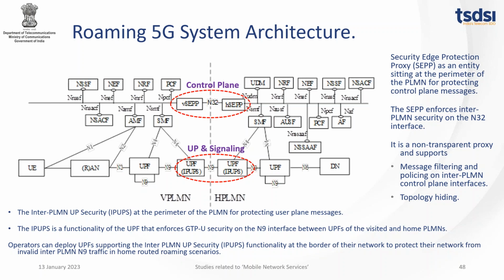If you see the visited PLMN and the home PLMN, they communicate with interconnected interfaces like N32 and N9. N32 is the inter PLMN interface which is used to exchange control plane related information. This N32 is going to be security enforced by security edge protection proxy kind of functional entities. This is a new entity introduced in 5G, and going forward this N32 interface will be security enabled. Similarly, the N9 interface is the inter PLMN user plane interface, and IPUPS, that is inter PLMN user plane security, is a functionality within the user plane function which enforces security even on user plane data as well as the signaling associated with it.